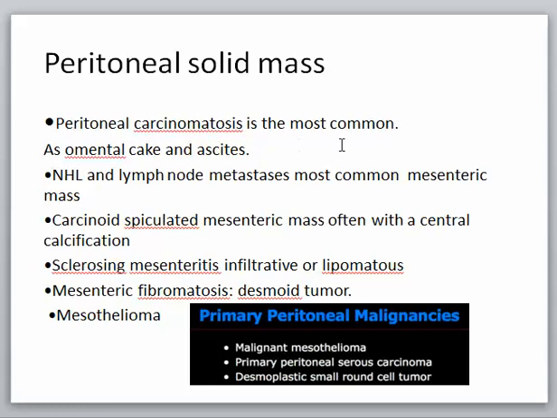Peritoneal carcinomatosis, of course, is the most common. Lymphoma is the second, then carcinoid and other lesions like desmoid and mesothelioma. These are the most common primary peritoneal malignancies: mesothelioma, peritoneal serous carcinoma, and desmoplastic small round cell tumors of the peritoneum.